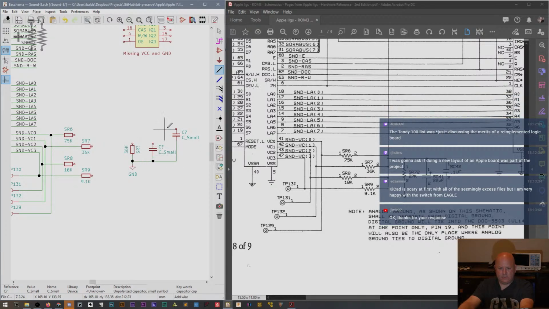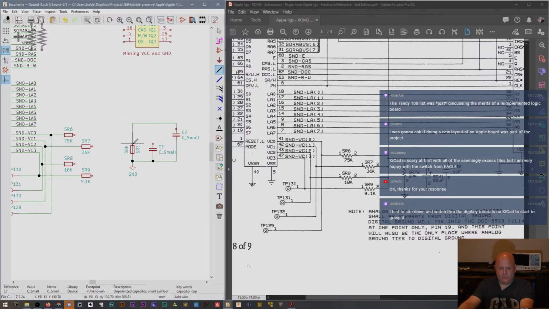Let's do this. I don't know, what do you guys in chat use? What does everybody else use? Who uses KiCad? Who uses Eagle? Who uses something else?